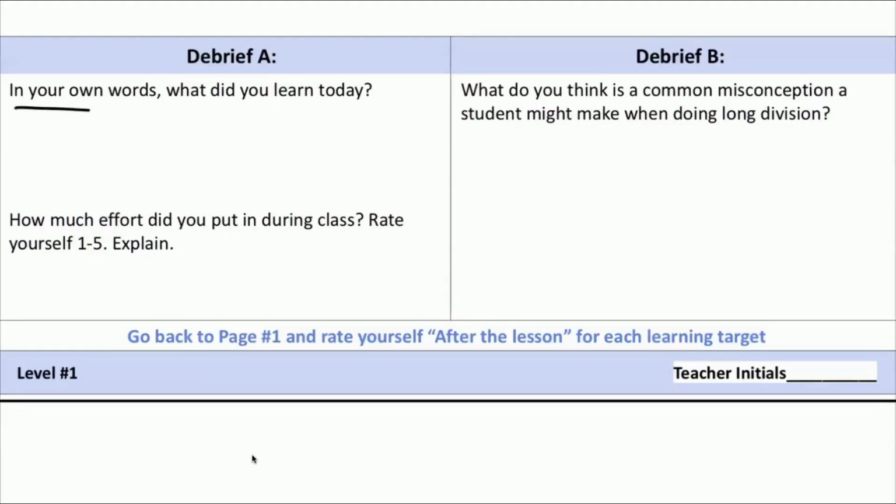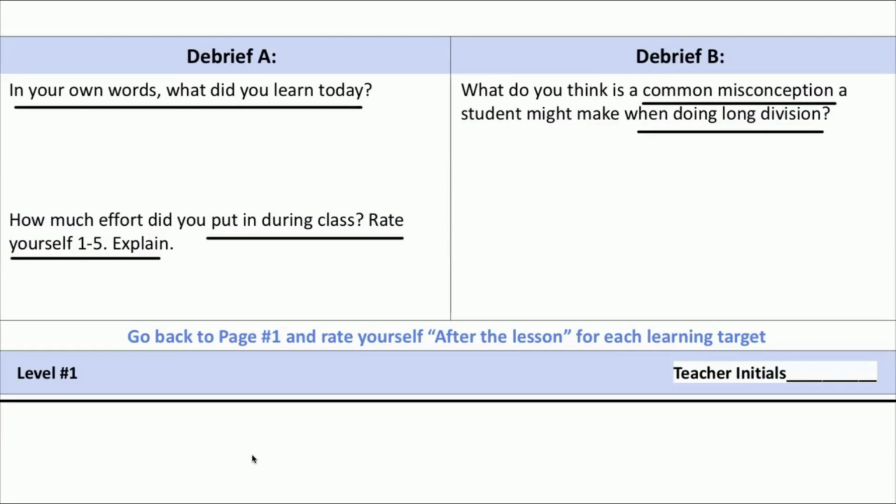In your own words, what did you learn today? How much effort did you put in during class? Rate yourself 1 through 5. Explain. And what do you think is a common misconception a student might make when doing long division? Or what do you think a common mistake is students might make?